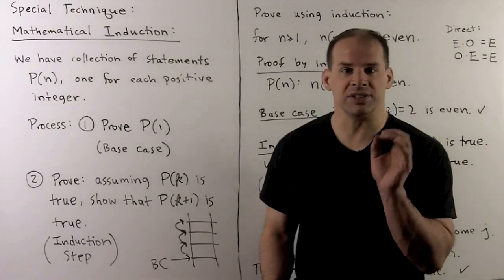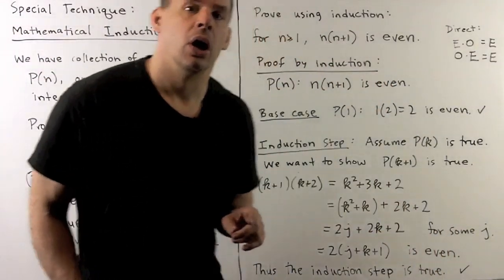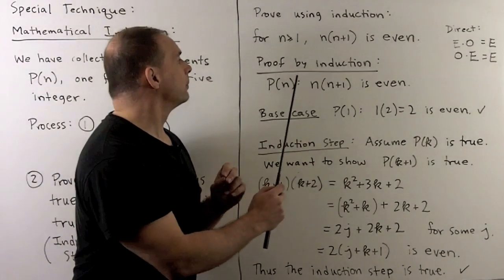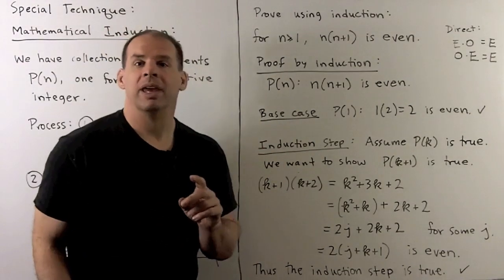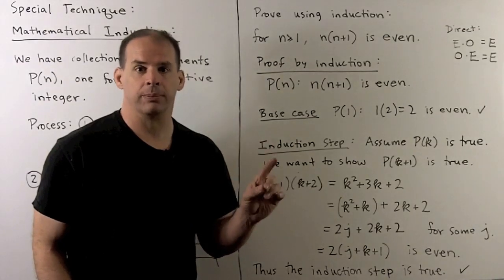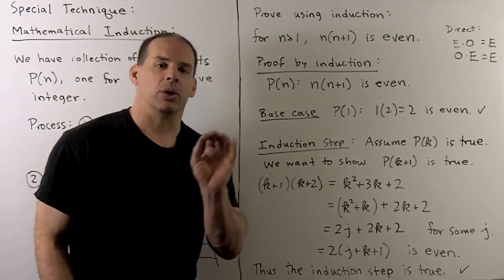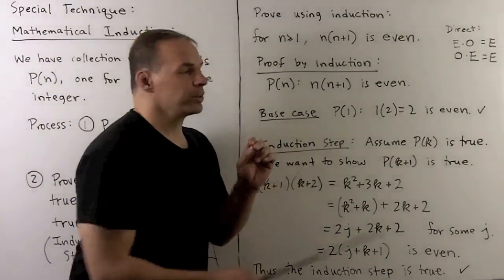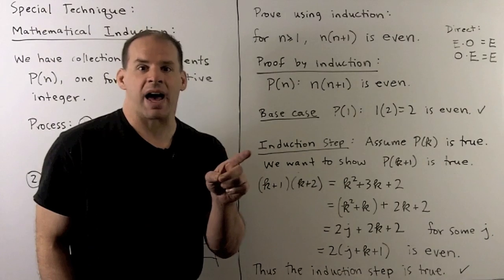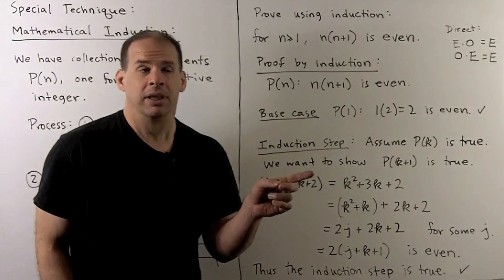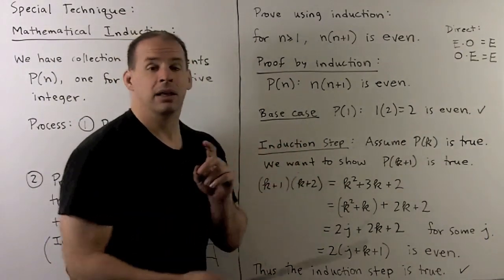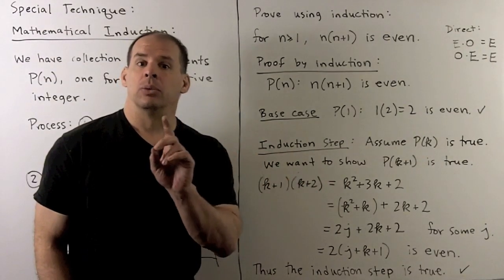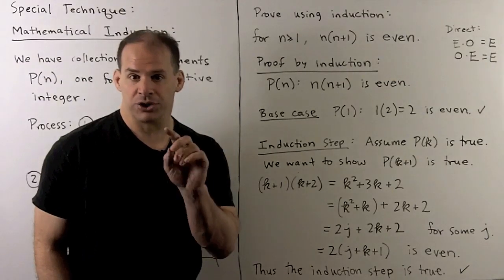Now, let's take a look at an example. Our theorem is, okay, I want to prove using induction for n greater than or equal to 1, n times n plus 1 is even. Now, we don't need induction to prove this. Okay, you'll note if I have any two consecutive integers, if the first one's even, the next one's odd, we take the product, we get an even. If the first one's odd, the next one's even, we take the product, we get another even. We just want to use a simple example for our first induction proof.